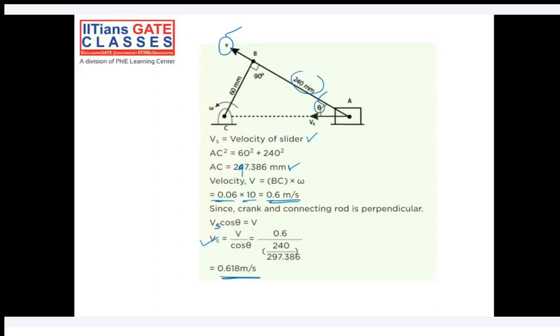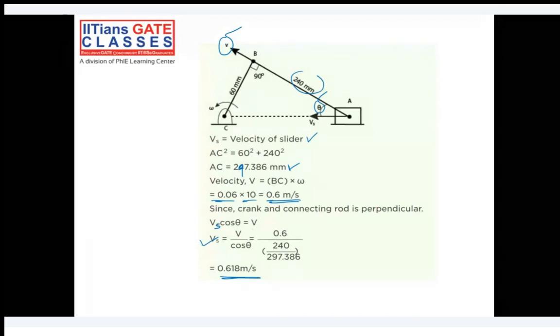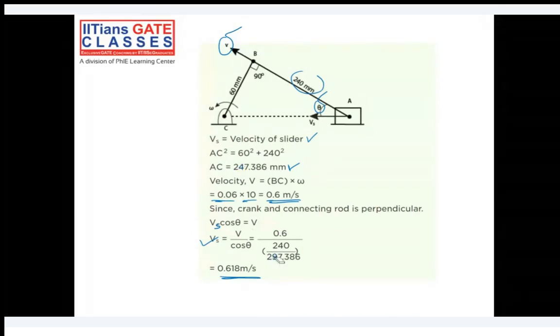Let me just confirm. Let me just calculate whether this is 247 or 297. 240 into 240 plus 60 into 60, rest to the power 1 by 2, or 247 itself. Yeah, not 297, 247 is the correct one. So this is a typo here. Make it 247.386. Okay, yes, correct.